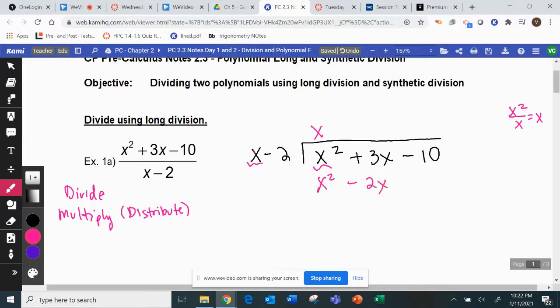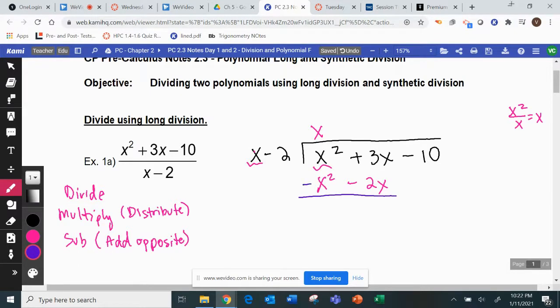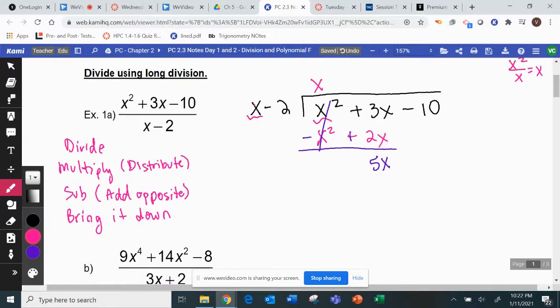The next thing we do is subtract, which I'm going to actually do by adding the opposite, which is the same thing as subtraction. So I'm going to draw the line, then change all my signs. There's my subtraction: draw the line, change the signs. Now I can add. Those cancel out, and I add these together and get 5x. Our fourth step is to bring it on down and back up, and start over. So I'm bringing down the minus 10.